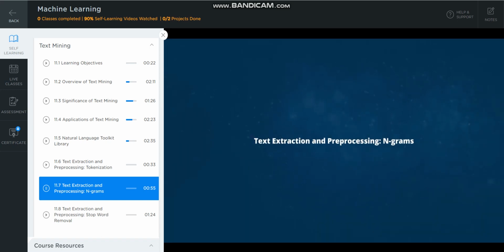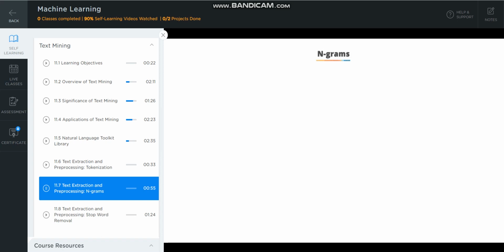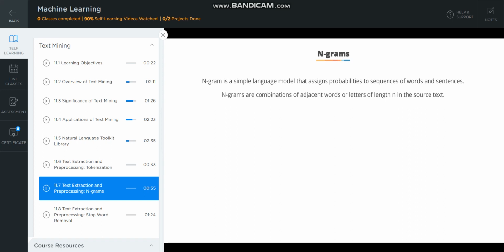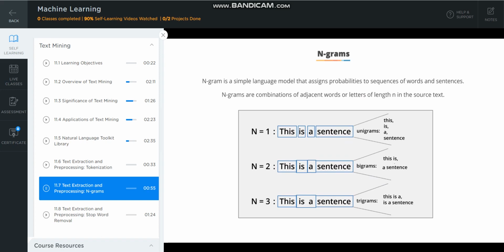Text extraction and pre-processing: n-grams. Now let's look at what n-gram is and how it is helpful in text mining. N-gram is the simplest model that assigns probabilities to sequences of words or sentences. N-grams are combinations of adjacent words or letters of length n in the source text. So n-gram is very helpful in text mining when it is required to extract patterns from the text.